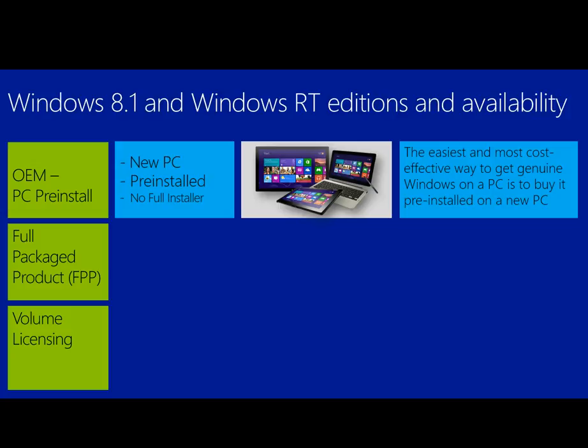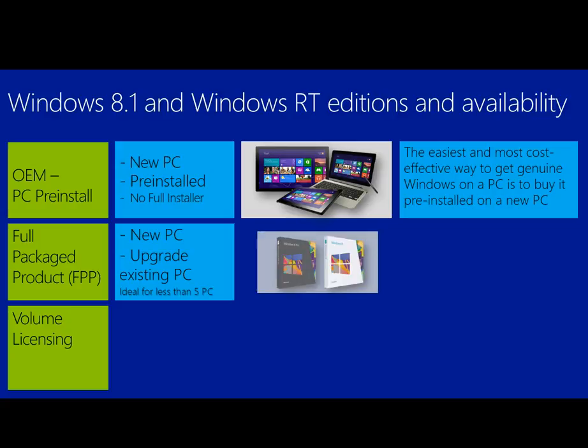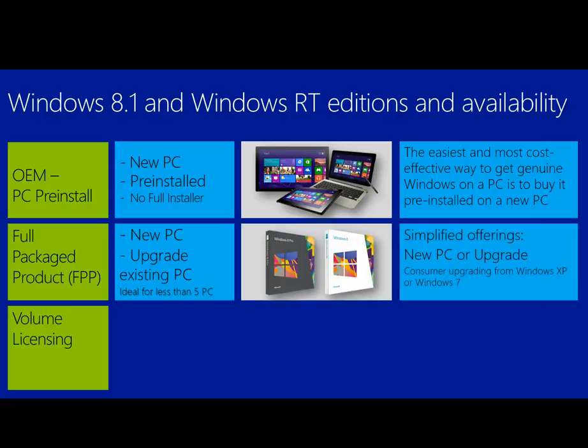Now, if we have a new PC, a naked PC, which doesn't have an operating system, then you need to buy an FPP. Or I can use FPP to upgrade from an existing PC. It means I have an old machine with Windows XP or Windows 7, and I want to upgrade to Windows 8.1. I can use FPP. Since with FPP you have to install the operating system separately, you have a full installer, versus with OEM, you don't have an installer. With FPP, the product key is on a sticker inside the box.